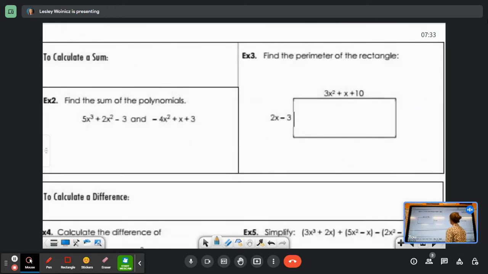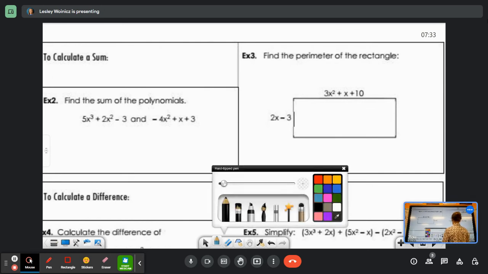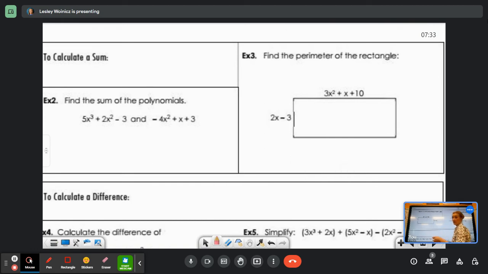So now we are getting to the adding and subtracting part of the notes for polynomials. You're going to like this. To calculate a sum when you're adding polynomials, all you have to do is combine the like terms. It is so nice. Combine like terms.